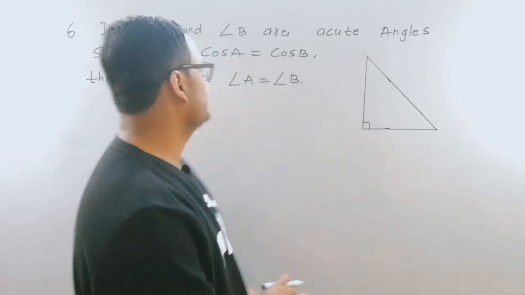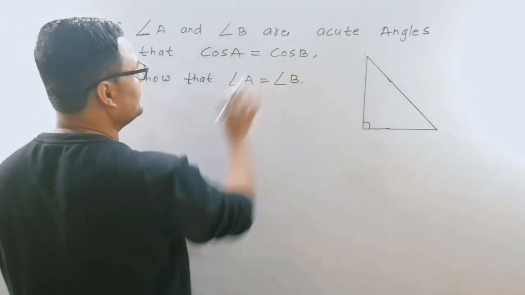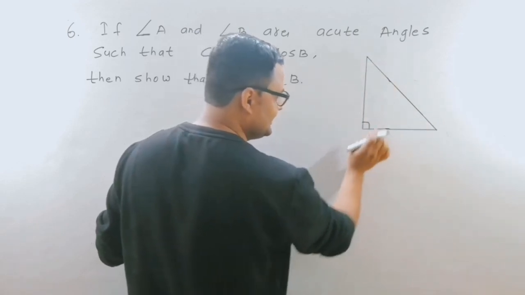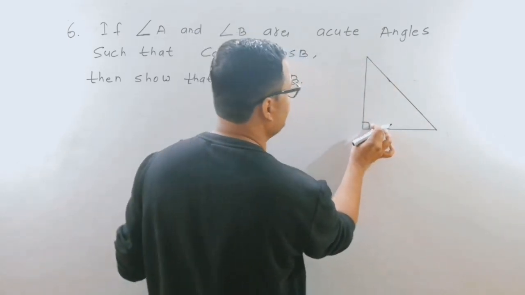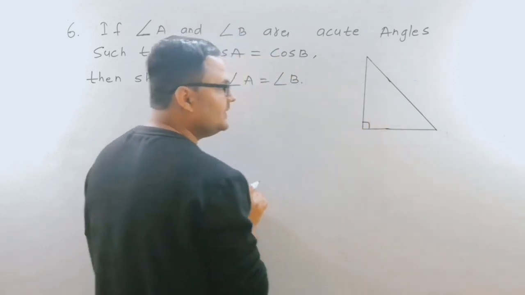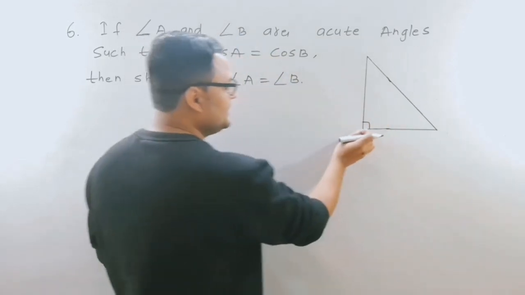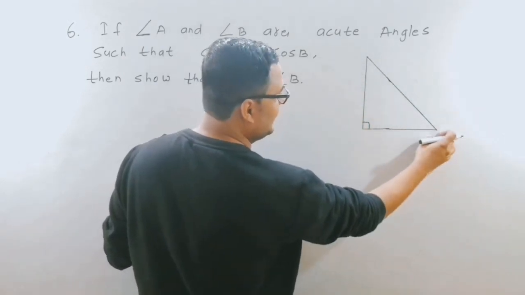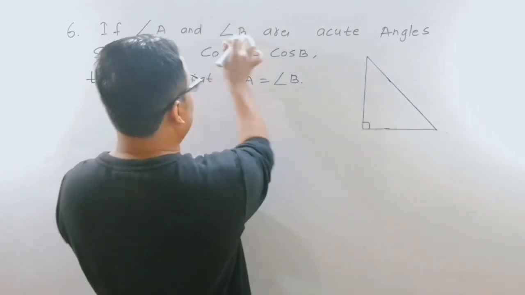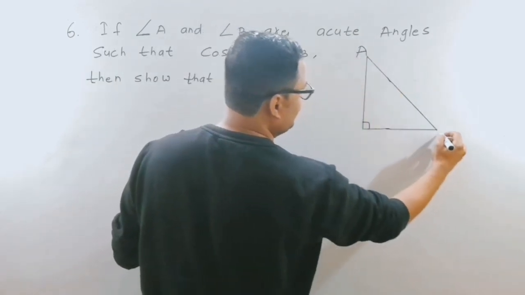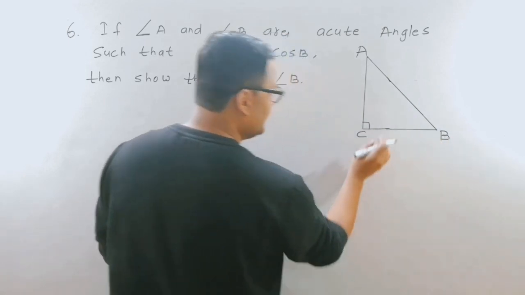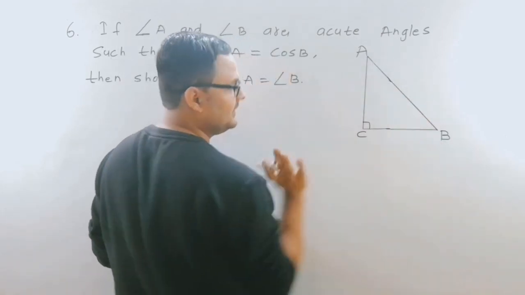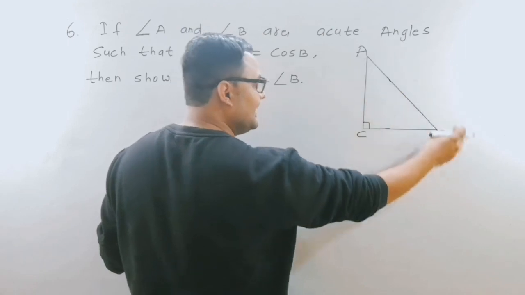Now question number 6. If angle A and angle B are acute angles. If this is a right angle triangle, this is 90 degrees. We know the sum of all three angles of a triangle is 180, so the remaining two angles are going to add up to 90. Let me write the names: A, B, C. Angle C is already 90, so angle A plus angle B will be 90.